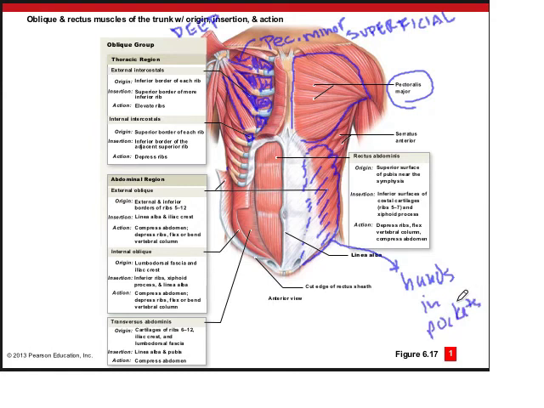For the fiber direction. So that's your external oblique, okay? Origin, external and inferior borders of ribs 5 through 12, inserts onto the linea alba, which is this little midline tendon here, as well as the iliac crest. He compresses the abdomen, he depresses the ribs, and he flexes and bends the vertebral column.